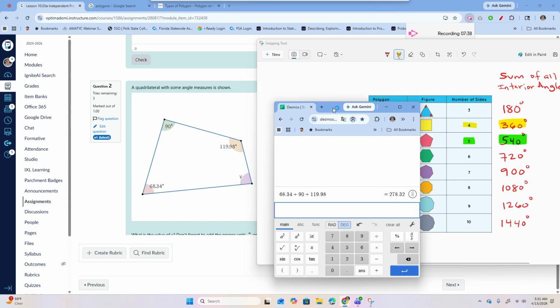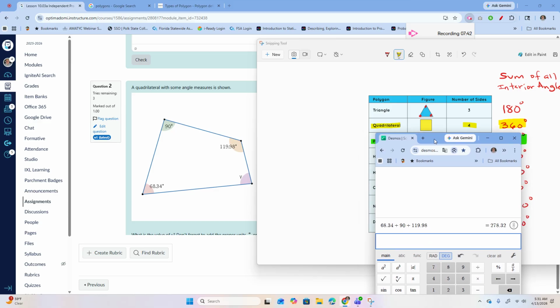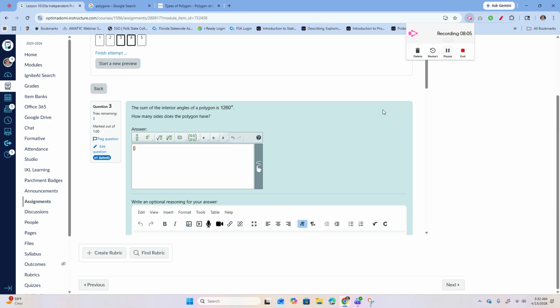And how do I find the missing one? Well, all 4 angles in a quadrilateral add up to 360. So I'm going to do 360 minus whatever I got from adding the 3 that I know, which is 278.32. So my answer will be 81.68. Okay, and that's how you do problem number 2. Let's go to the next one.